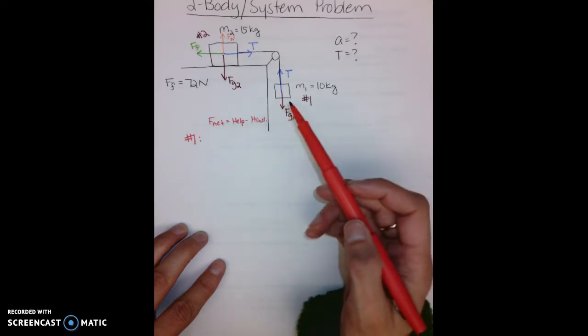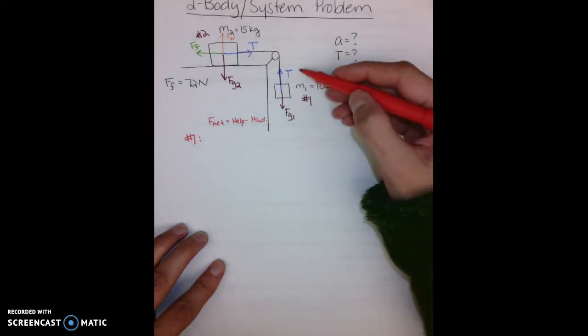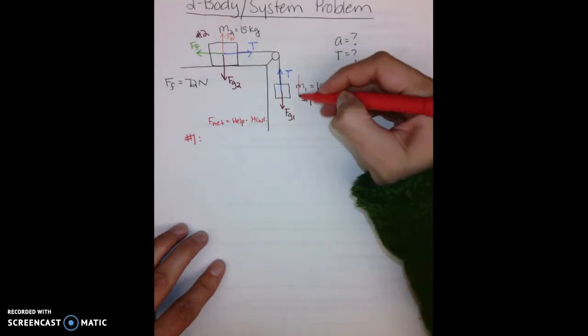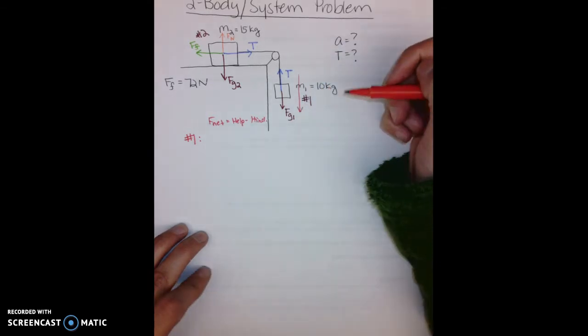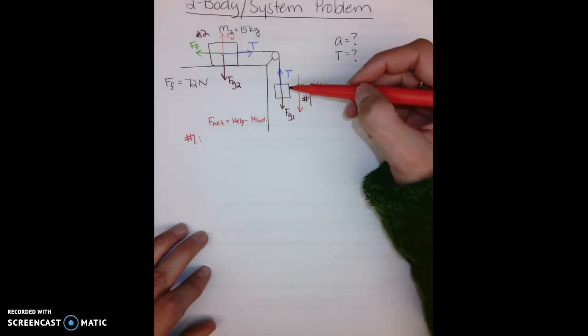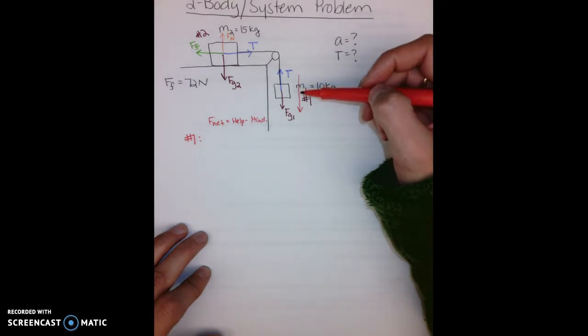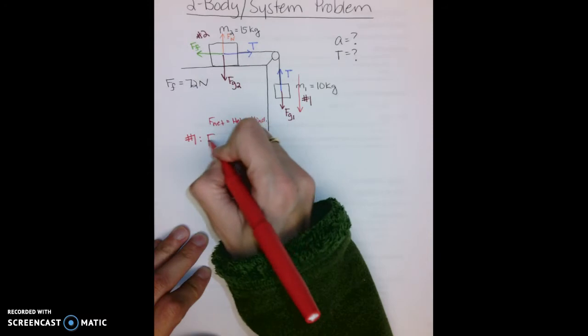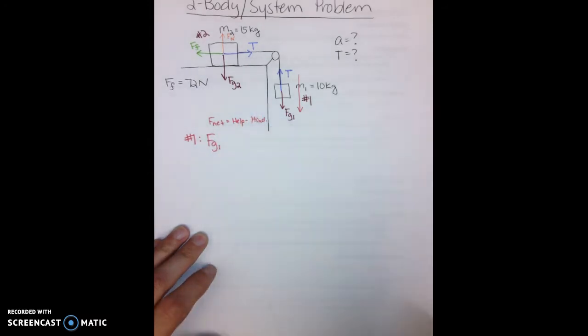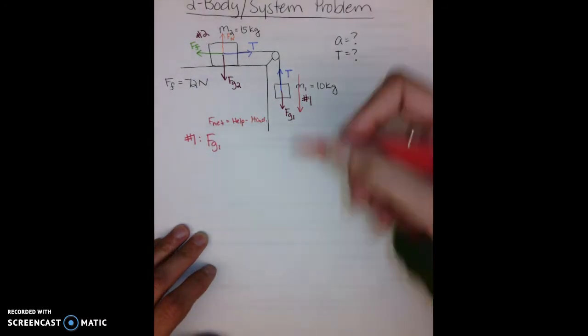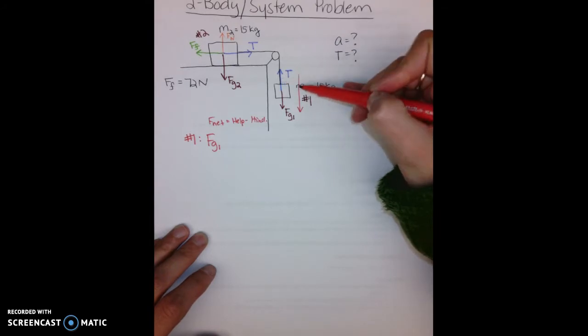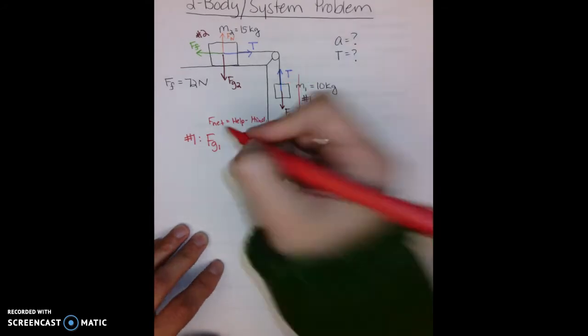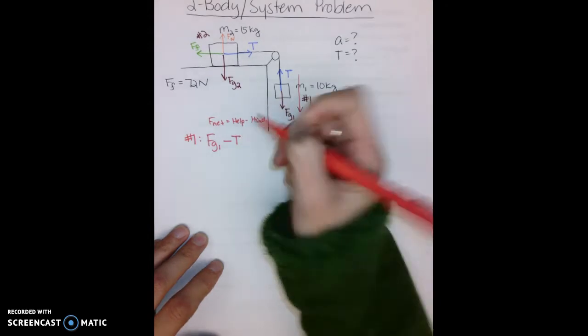So for object 1, which is moving down, this is the direction of motion. What's the helping force? The helping force will always point in the direction of motion. So for object 1, my helping force is Fg1. And the hindering force is always going to point opposite the direction of motion. So that means minus tension.